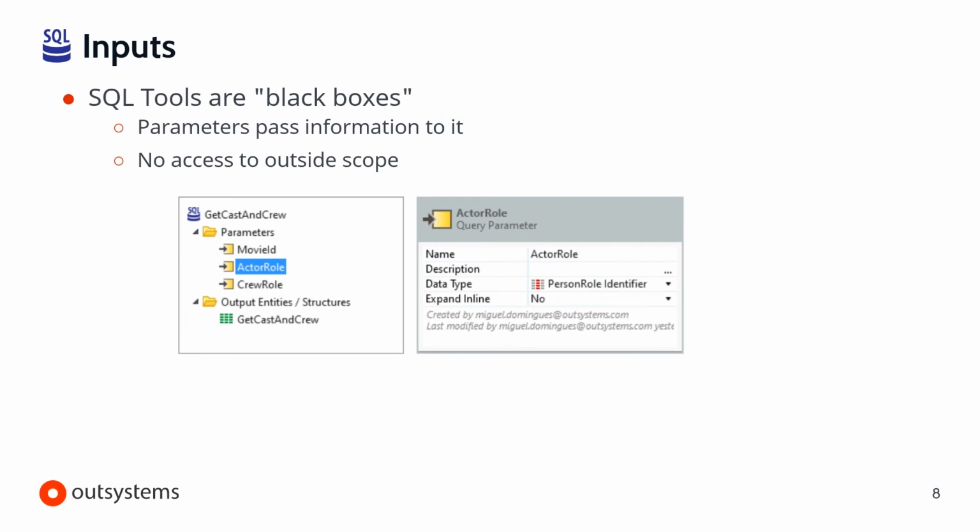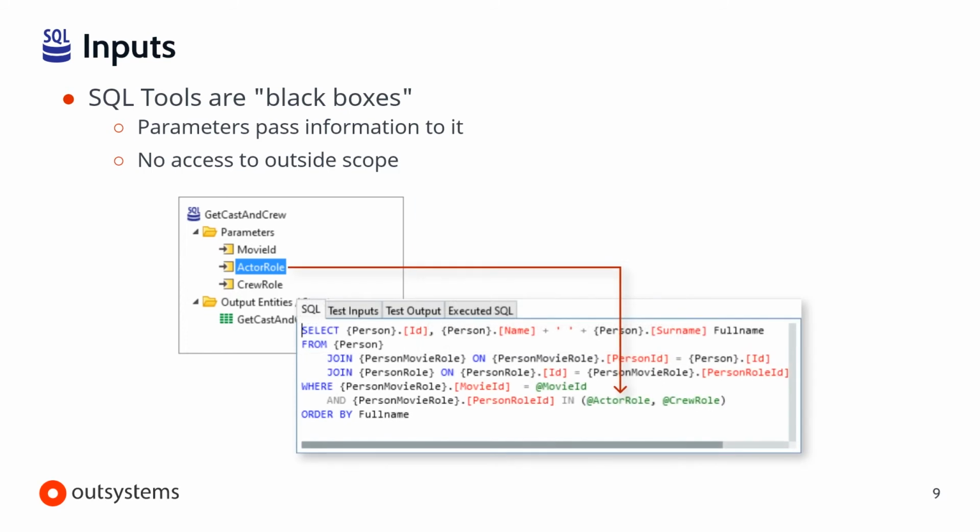It is important to know that the SQL tool is like a black box. This means that it doesn't have direct access to the outside scope. So to have access to data coming from the outer scope, we need to define the input parameters and their data types. The input parameters can then be used in the SQL query directly using the @ notation.